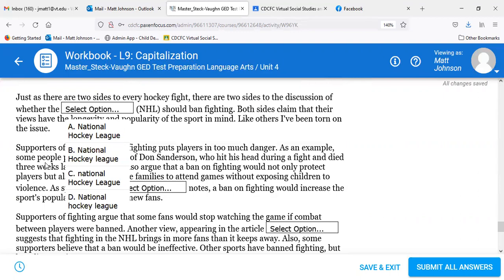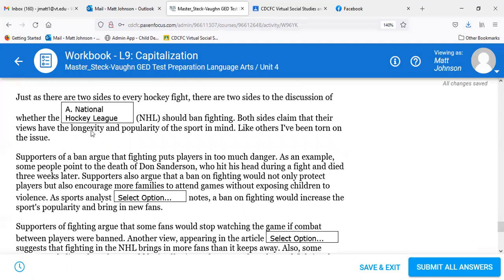A. Yep, that's the full name of the league. Same thing with National Football League, National Basketball Association, any type of sports organization, it's going to be capitalized. So whether the National Hockey League should ban fighting, both sides claim that their views have the longevity and popularity of the sport in mind.